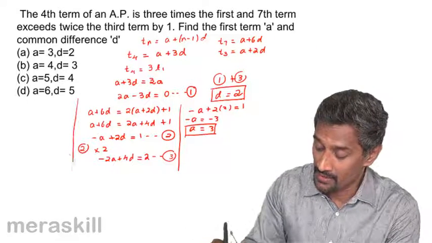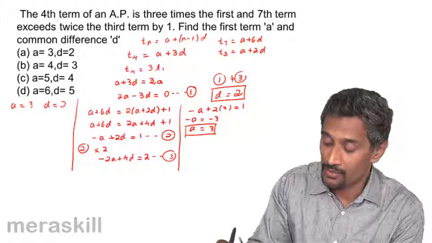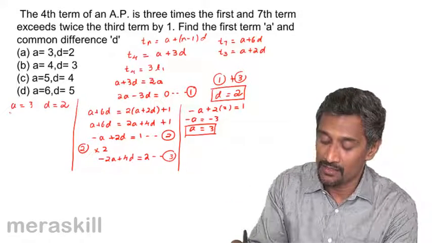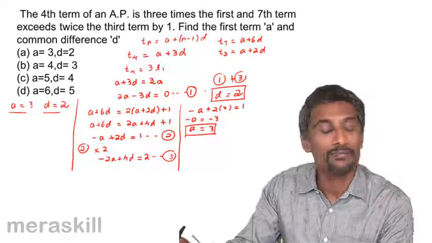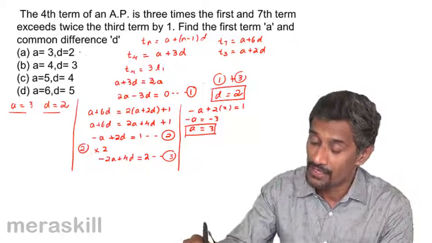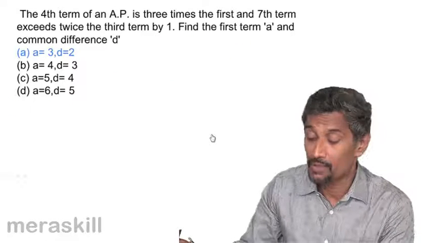So let's get back here. You have A is 3 and D is 2. So these are the values of A and D, that is 3 and 2. Again, it's just forming simultaneous equations. So it's 3 and 2. And yes, we do have it right.